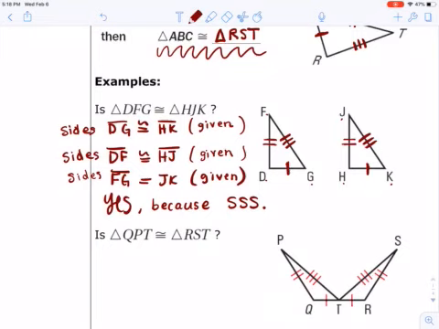So I want you to notice that here I listed out what's congruent, and then here I wrote why we know it, because it was given. This is to prep you for proofs. We will do a proof at the end of notes today.